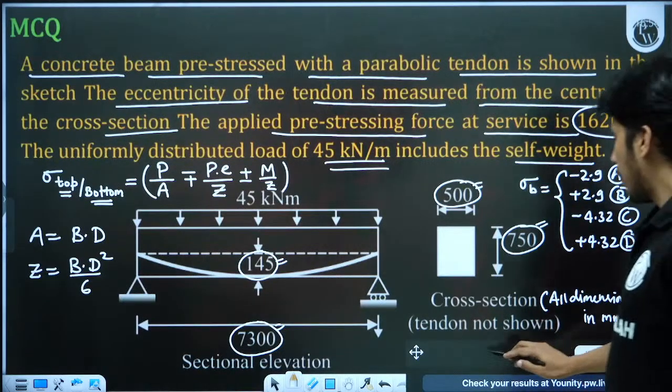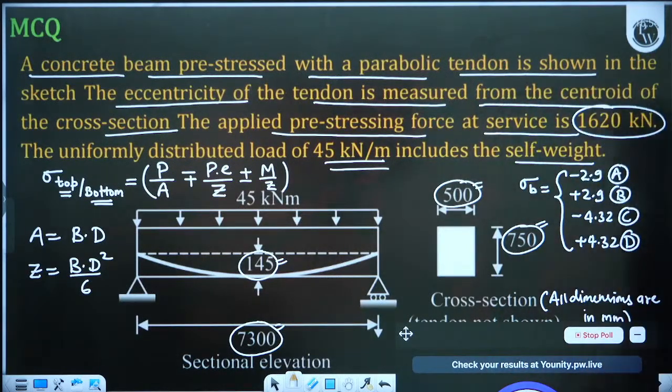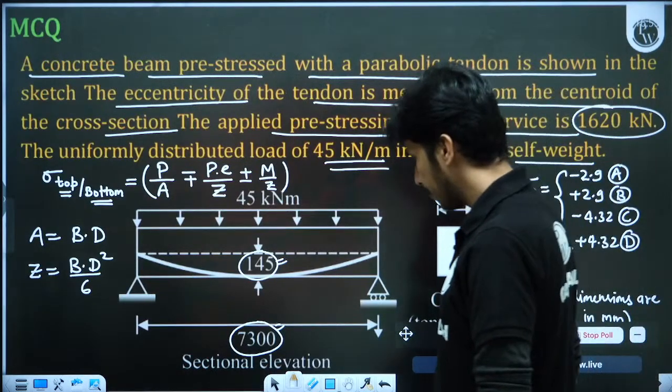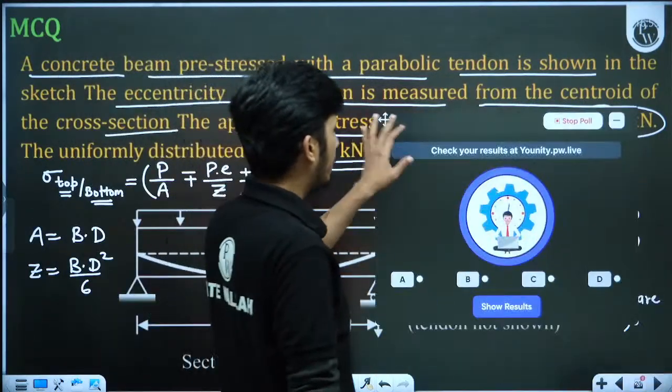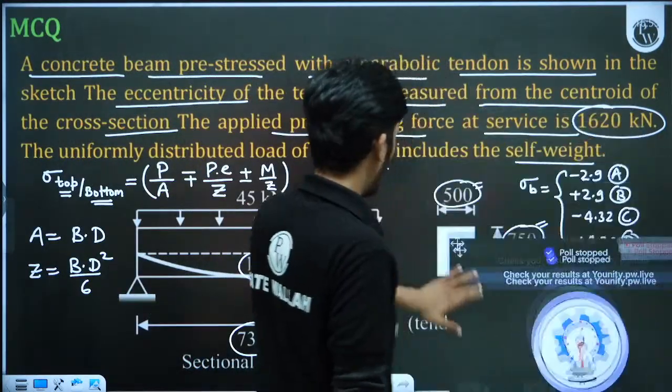Okay guys, sorry for the disturbance. So let's see what this question will solve. Let me first stop the poll because all of you have given the answer.